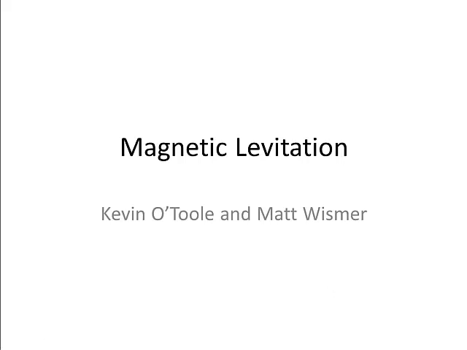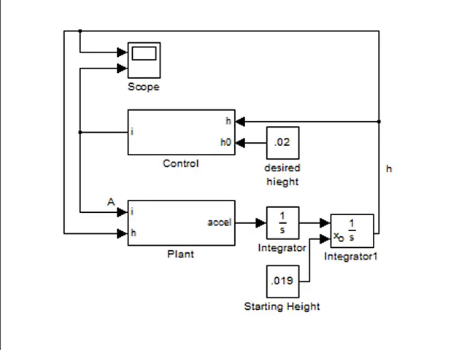And for our SigSys final project, we did magnetic levitation. Our goal was to levitate a small magnet using a solenoid so that it would stay at a constant height in the air using the current through that solenoid. We have two basic things going on here.